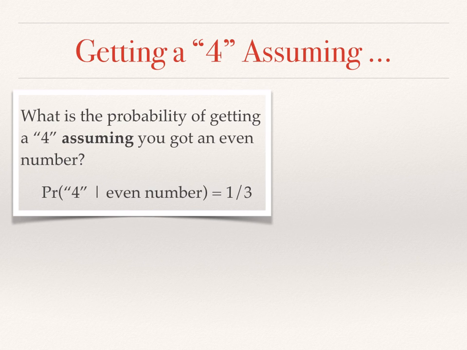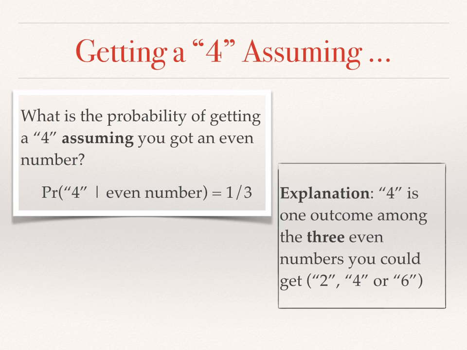Why is that? Well, the reason is quite straightforward. There are 3 even numbers that you could get, right? You could get a 2, you could get a 4, you could get a 6. So when we condition on an even number, it means that we focus our attention only on the even numbers and we leave aside all the other numbers. So the possibilities we need to consider in this case are not all the numbers that we could get, 1 through 6, but only the even numbers. And there are 3 of them, 2, 4, and 6, and 4 is one of them, and so the probability of getting a 4, assuming you got an even number, is 1 divided by 3.